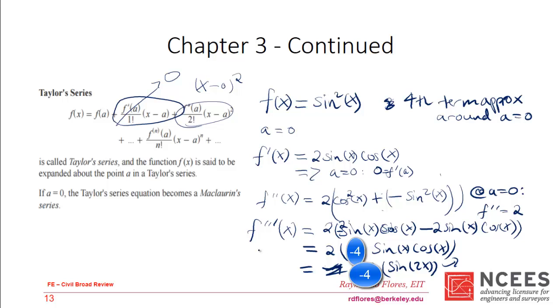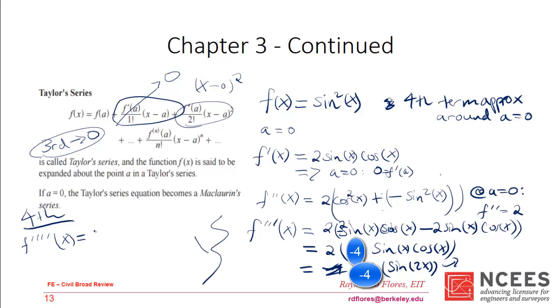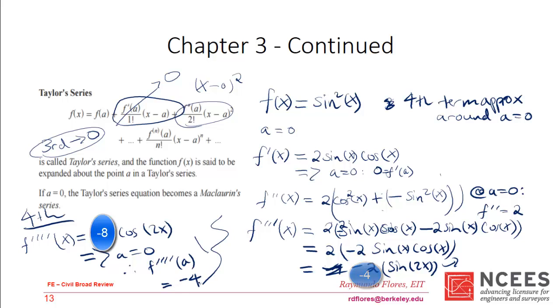So now we know for sure that the third one goes to 0. And now let's take the fourth. So we have f quadruple prime of x equals minus 4 cosine of 2x, which means that a equals 0 gets you f triple prime of a equals minus 4, which means that finally we get to have our approximation.